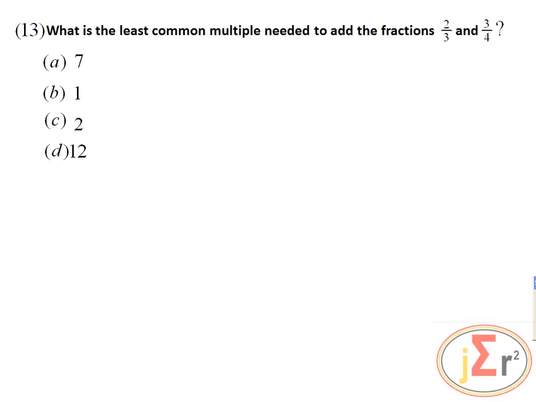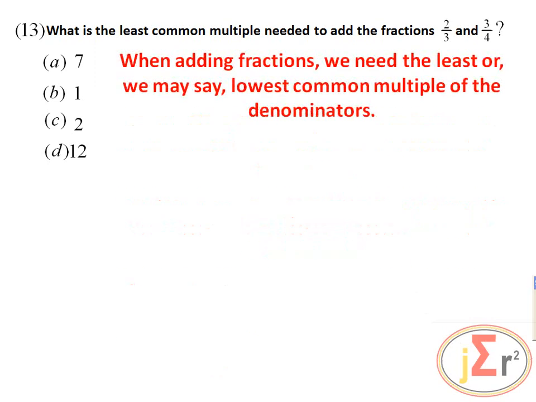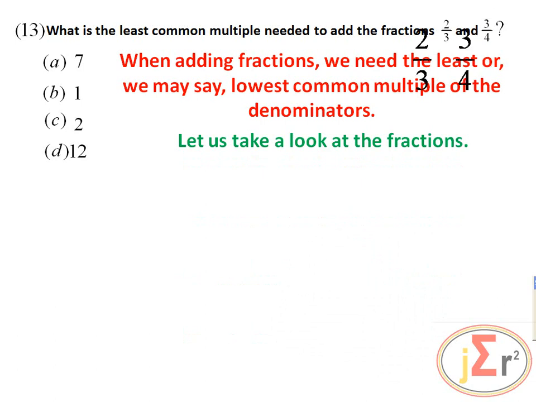And we therefore need to take a look at the lowest common multiple of the denominators. When adding fractions, we need the least, or we may say lowest common multiple of the denominators. Let us take a look at the fractions. There we have the 2 fractions. So I'm asking Jerry, we need the least common multiple of which 2 numbers? 3 and 4. Right, 3 and 4. We need the least common multiple of 3 and 4 because they are the denominators of the fraction.